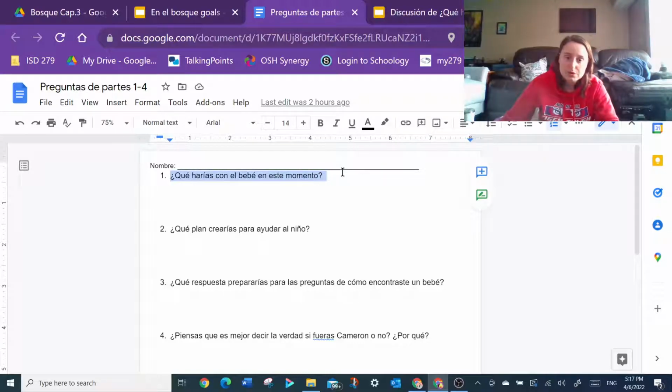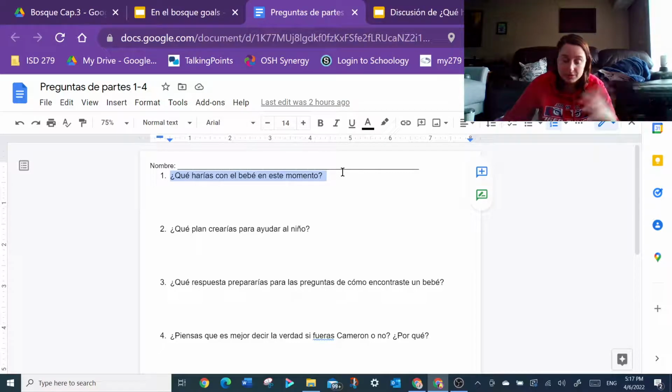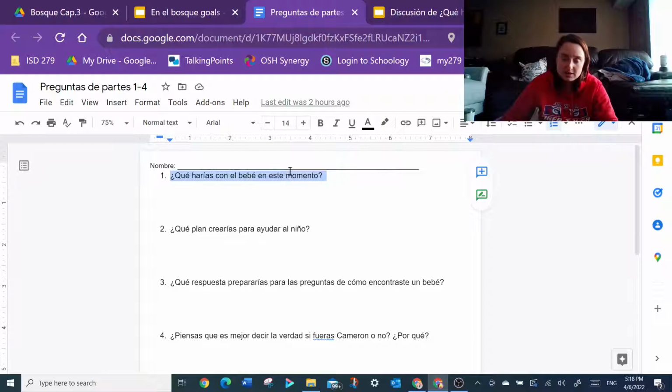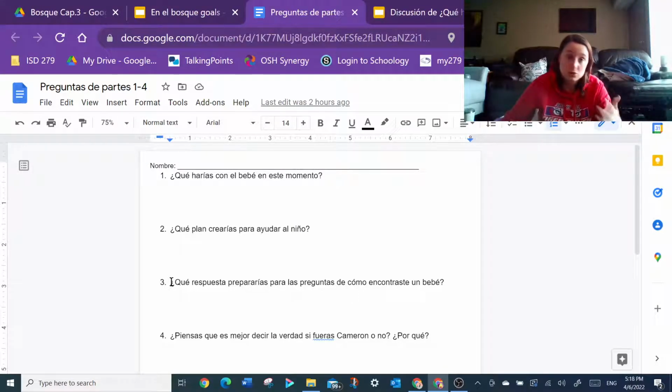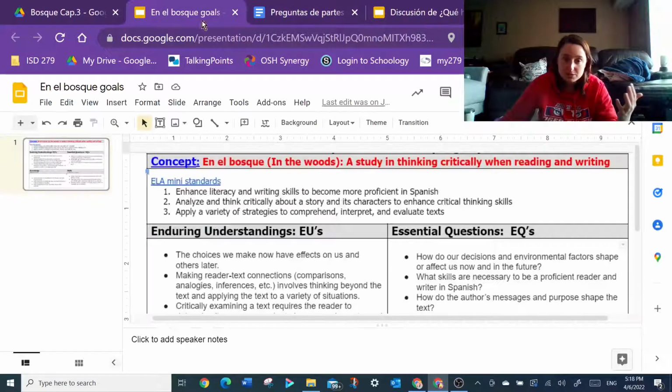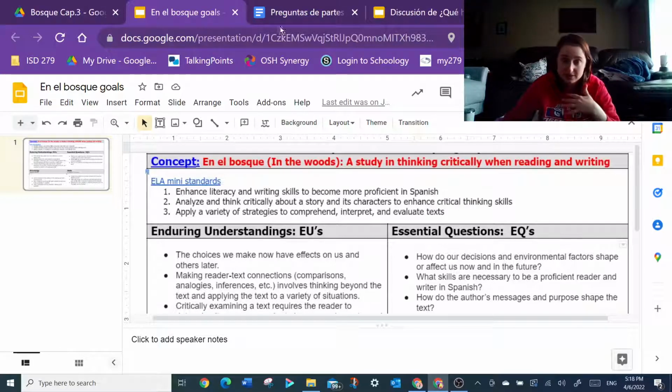So the questions are, what would you do with the baby in that moment? We paused partway through chapter 3 and had them respond to these questions. It was right when he found the baby in the woods, and he asks himself, basically, what am I supposed to do with this? So what would you do with that baby in that moment? What plan would you make to help the baby? You just find it literally in the cold on the ground. What answer would you prepare for the questions that you're going to encounter? And I feel like this connects so much better with my first essential enduring understanding of the choices we make now and the effects that they have on us later.